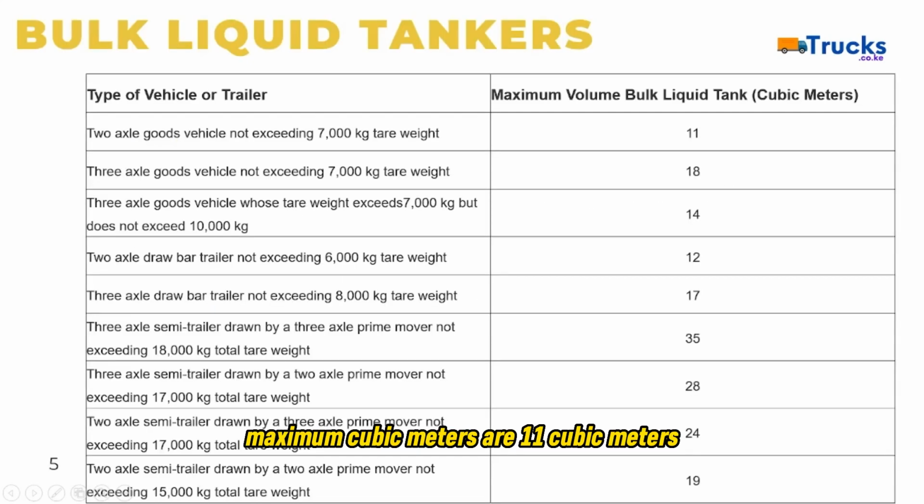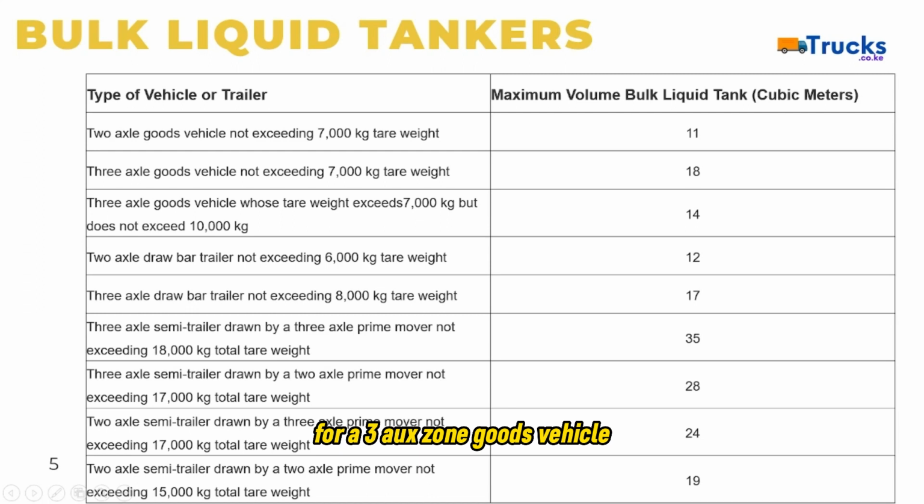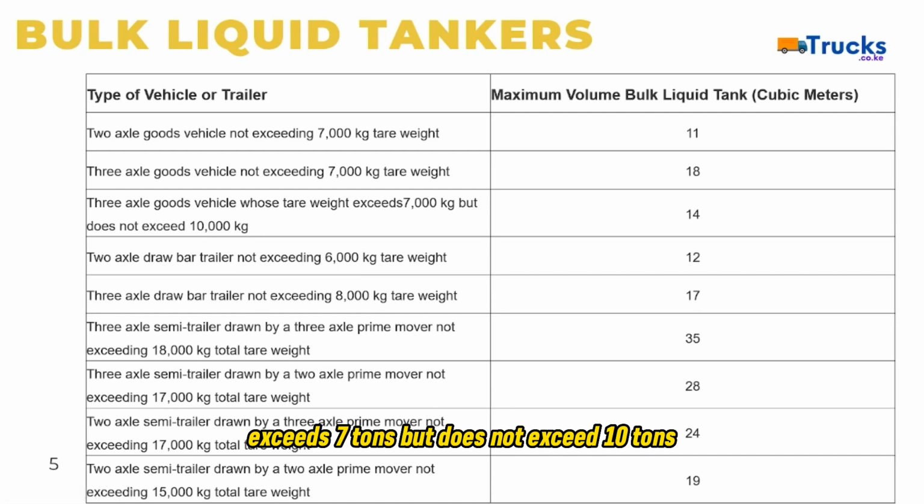Maximum cubic meters are 11 cubic meters. For a 3 axle goods vehicle, not exceeding 7 tons tare weight, you have to maintain a maximum of 18 cubic meters. For a 3 axle goods vehicle whose tare weight exceeds 7 tons but does not exceed 10 tons, you have to maintain 14 cubic meters.